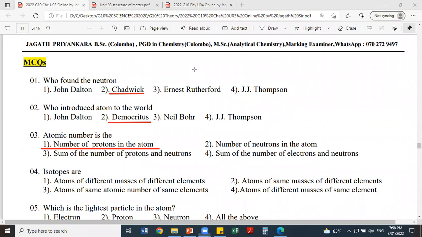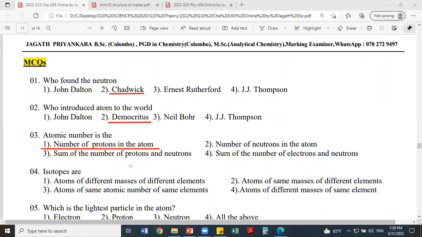Fourth MCQ, who can give me the answer? Any volunteers? Fourth one, Abdullah, yes. What is the answer for the fourth? Atoms of different masses of the same element. Yeah, correct. Different masses means different mass numbers, the same element, same atomic number.